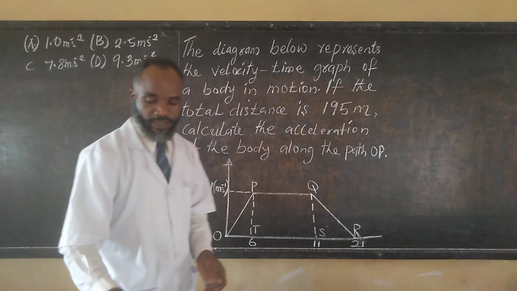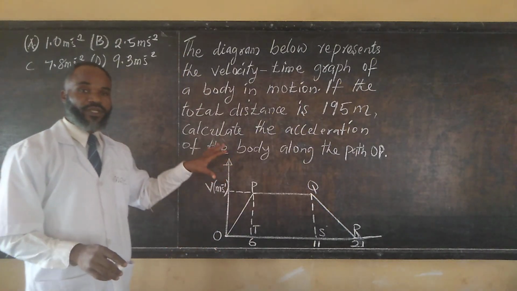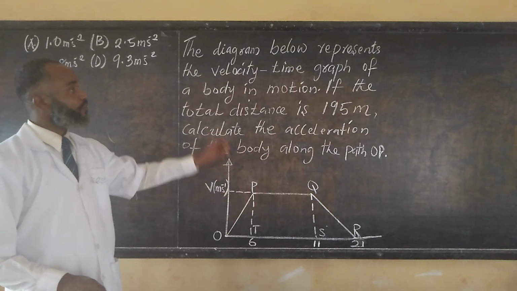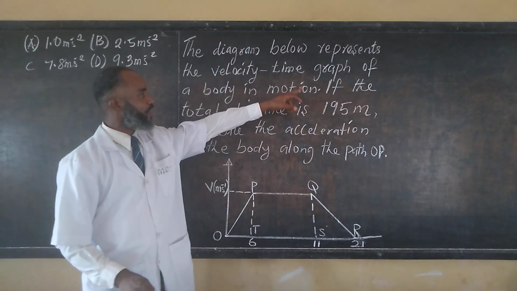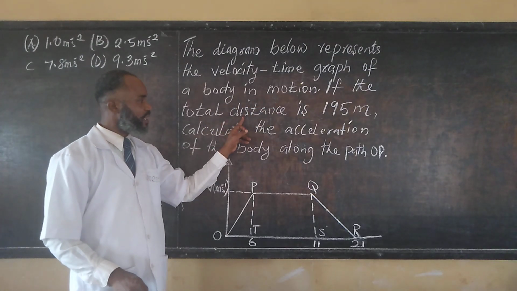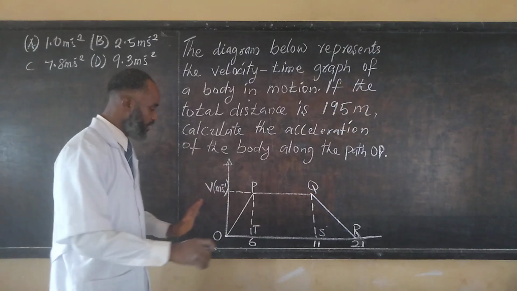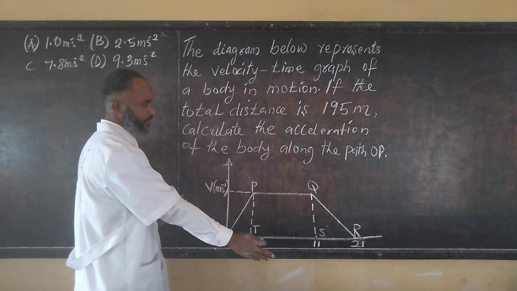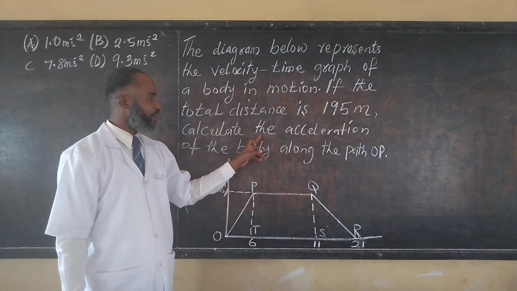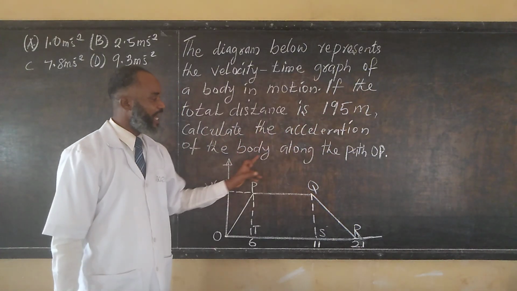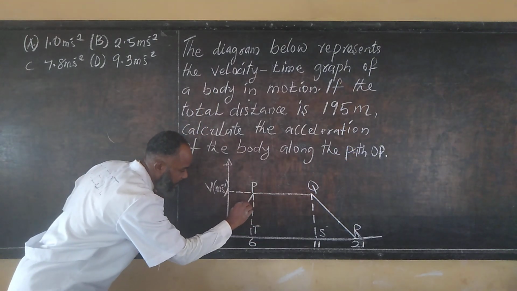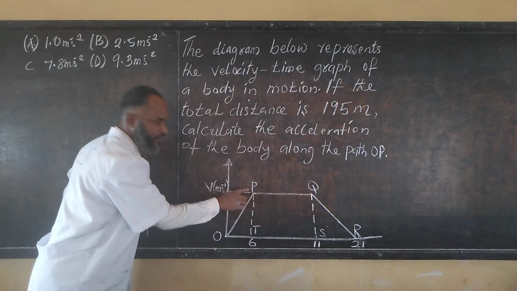So let's look at a particular question as already seen on the board. The diagram below represents the velocity time graph of a body in motion. If the total distance the body covers is 195 meters, calculate the acceleration of the body along the path OP.